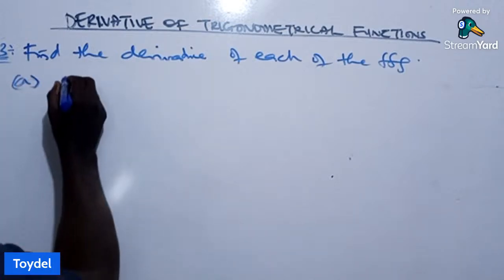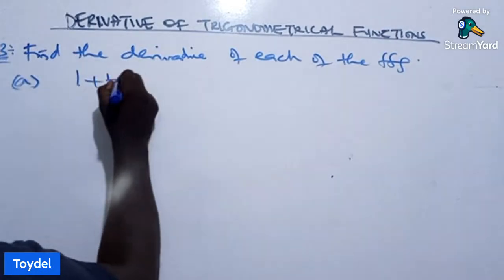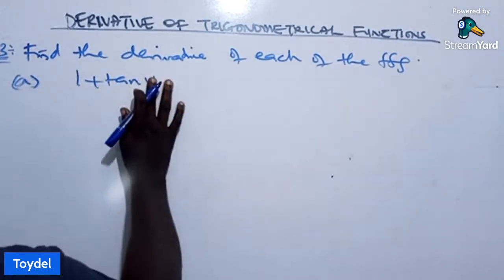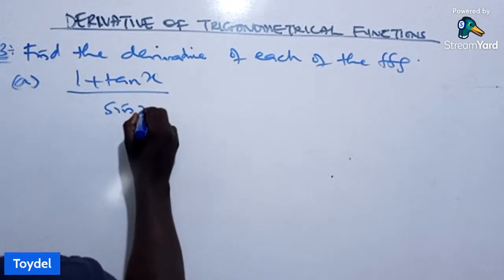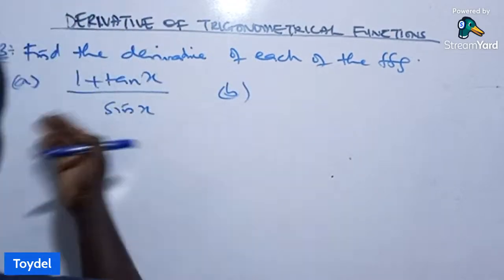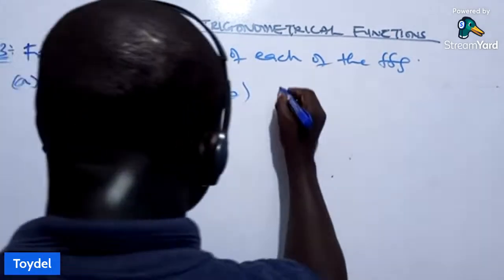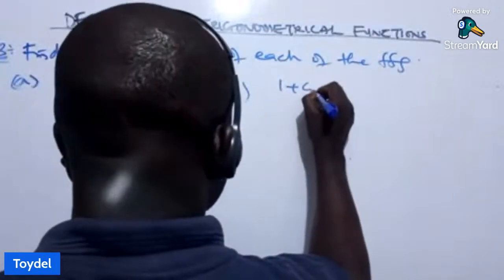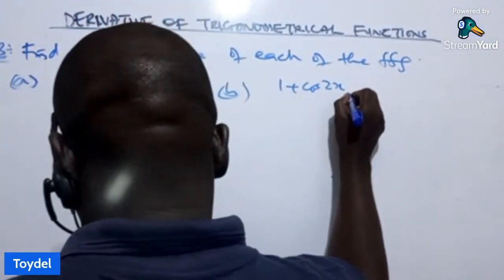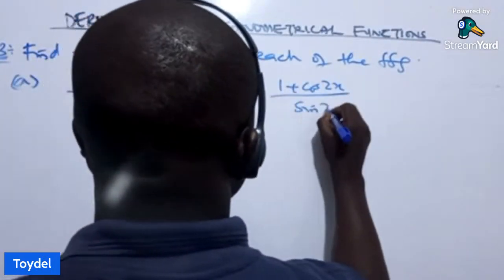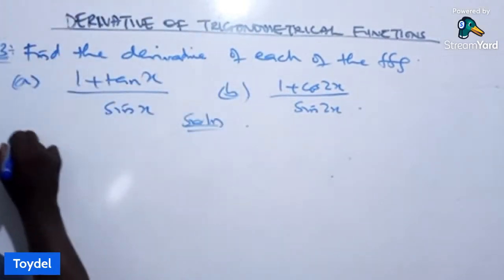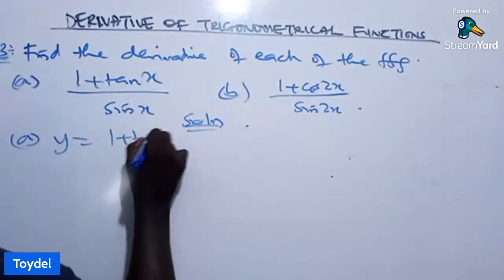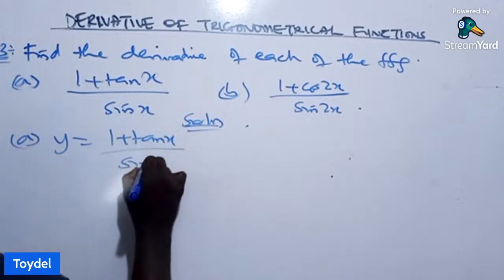Then in this case now, we have to find the derivative of 1 plus tan x all over sine x. So in this case now, we have it in the form of a quotient. If you have a problem in the form of a quotient, what do we do? 1 plus cos 2x all over sine 2x. So what do we do here? The first one, when y is equal to 1 plus tan x all over sine x.